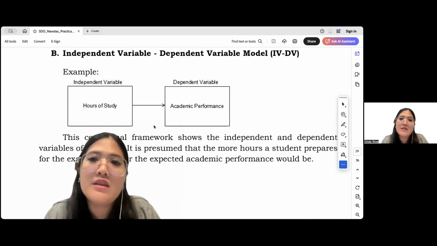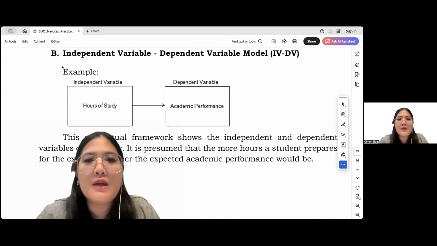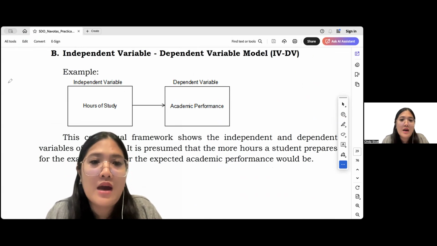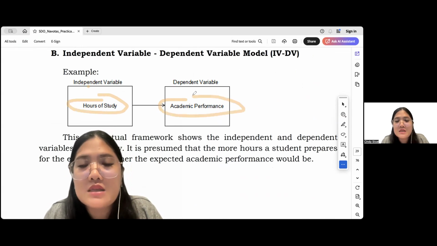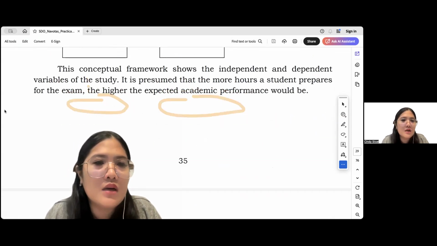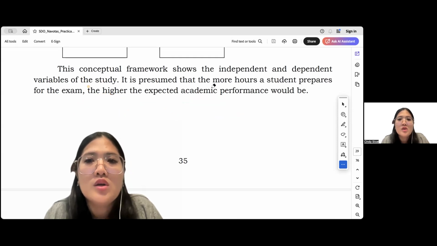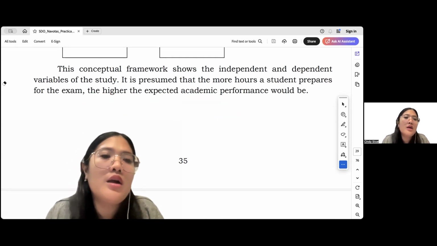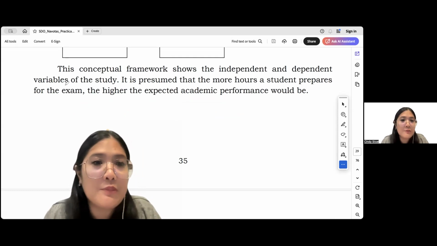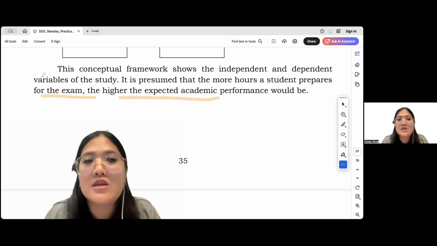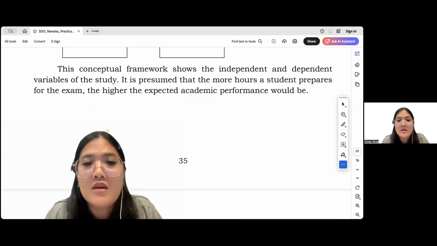And of course, we have the IVDV model, or the independent variable and dependent variable model. So, example, we have the hours of study as the IV, and then academic performance as the DV. So, for this part, this conceptual framework would show the independent and dependent variables of the study. So it is presumed that the more hours that a student reviews or prepares for the exam, the higher the expected academic performance, or the higher the score that he or she will be getting from the exam.